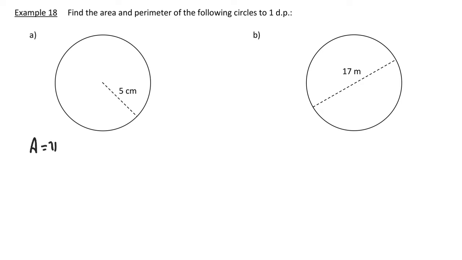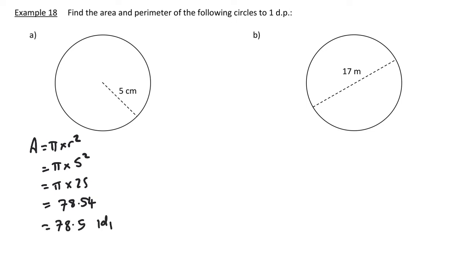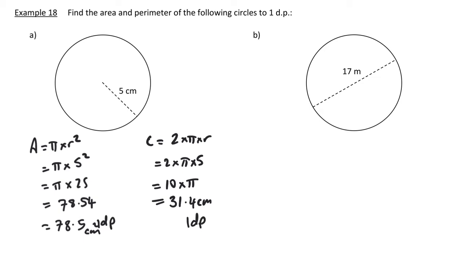So area is pi times r squared, which is pi times 5 squared, which is pi times 25, which is 78.54 or 78.5 to 1 decimal place. And that's centimeters squared. The circumference is 2 times pi times r. So that's 2 times pi times 5, which is 10 times pi, which is 31.4 centimeters to 1 decimal place.